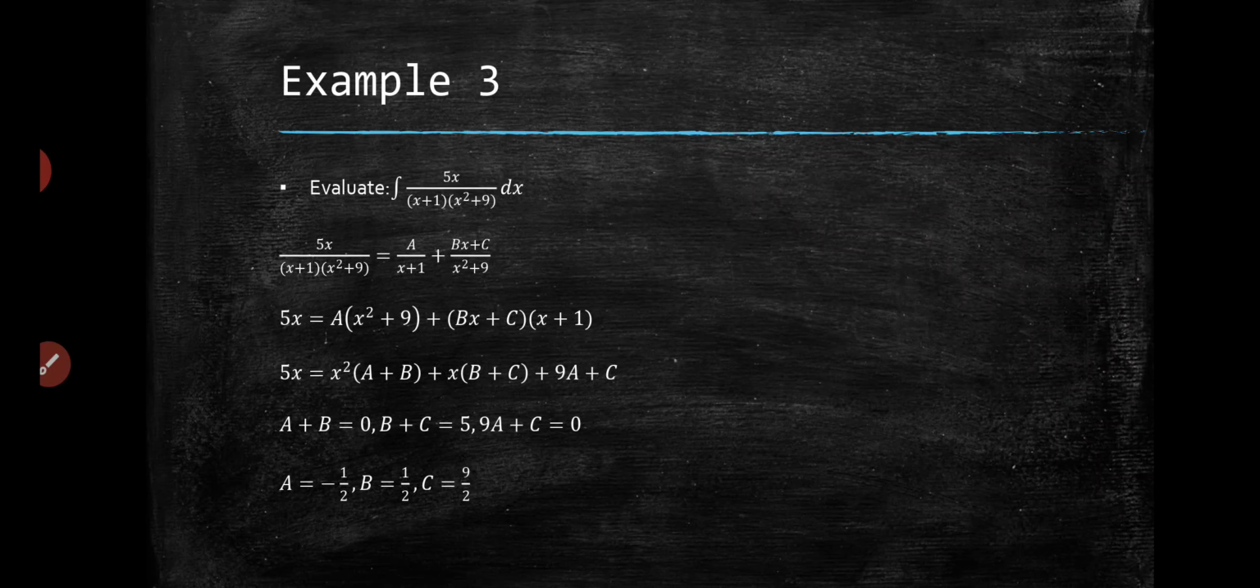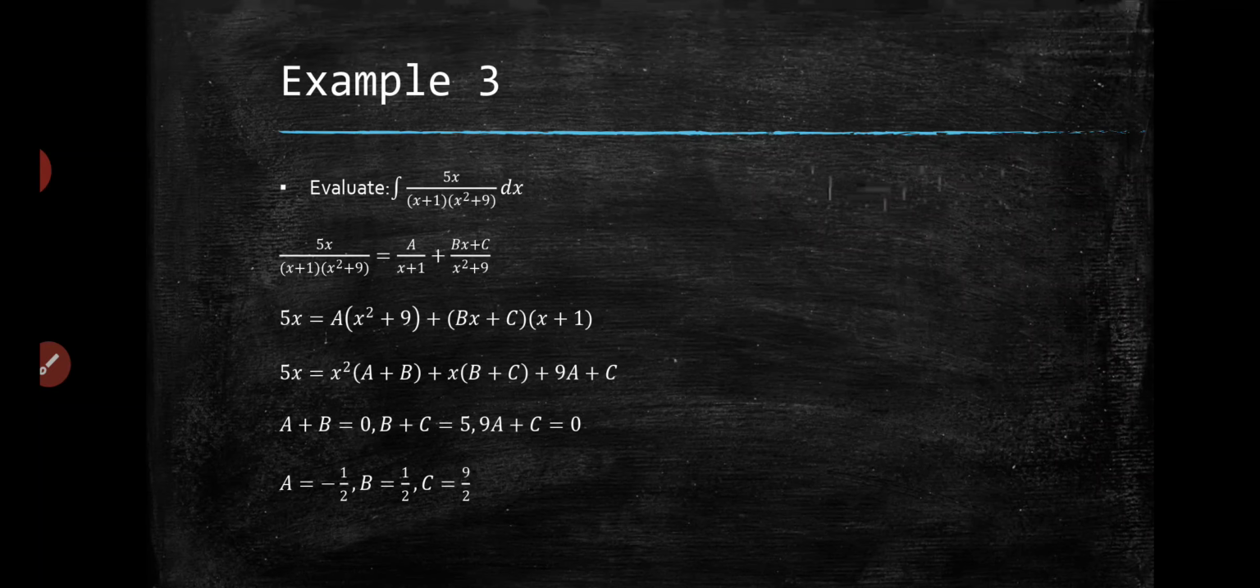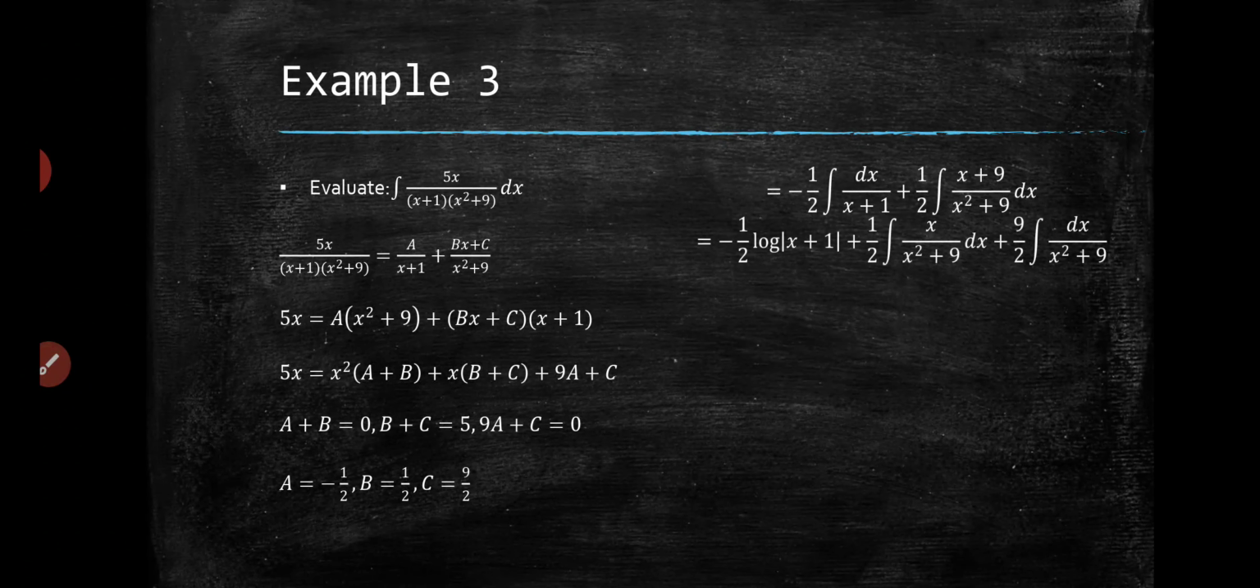Just solve and you will find out. Then our integration becomes something like this: minus half integration dx by x plus 1, and half into integration x plus 9 by x square plus 9 dx. So the first one will be easy. It will be minus half log of mod of x plus 1.